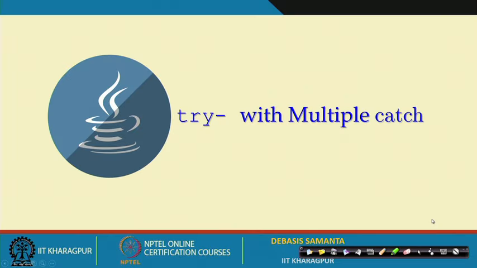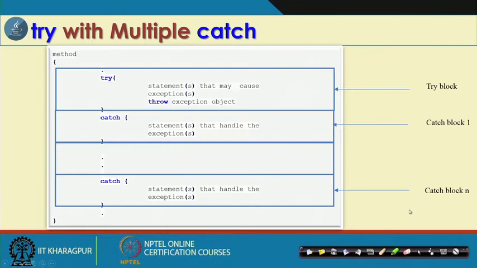Now, we have discussed the try and catch block, which is the simple exception handling mechanism. Apart from this, there is also one more mechanism, called try with multiple catch. There are many features, and try with multiple catch is the one we will look at.